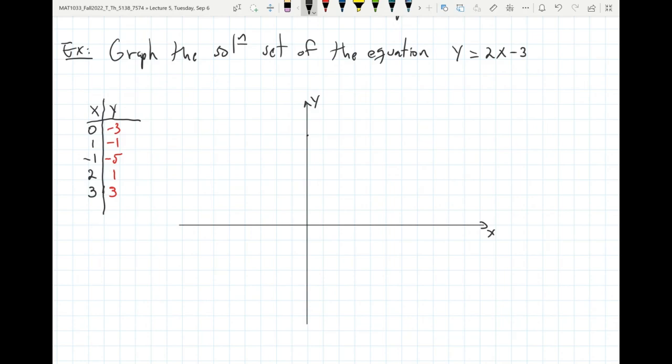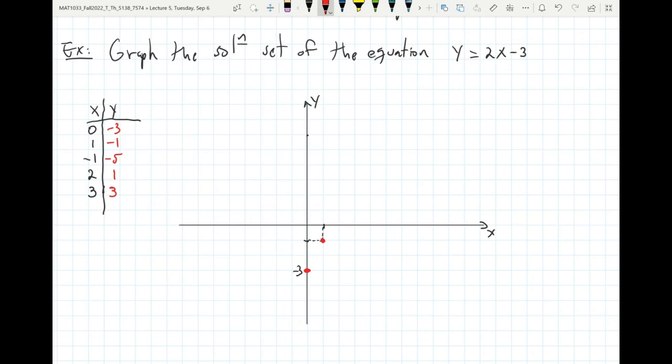Anyways, let's see. So x and y. Let's put our points. The first one is (0, -3). So that is down here. 1, 2, 3. So here's -3, and we have that point on the y-axis. Okay. The next one is (1, -1). So that's 1, -1. So our point is right here.